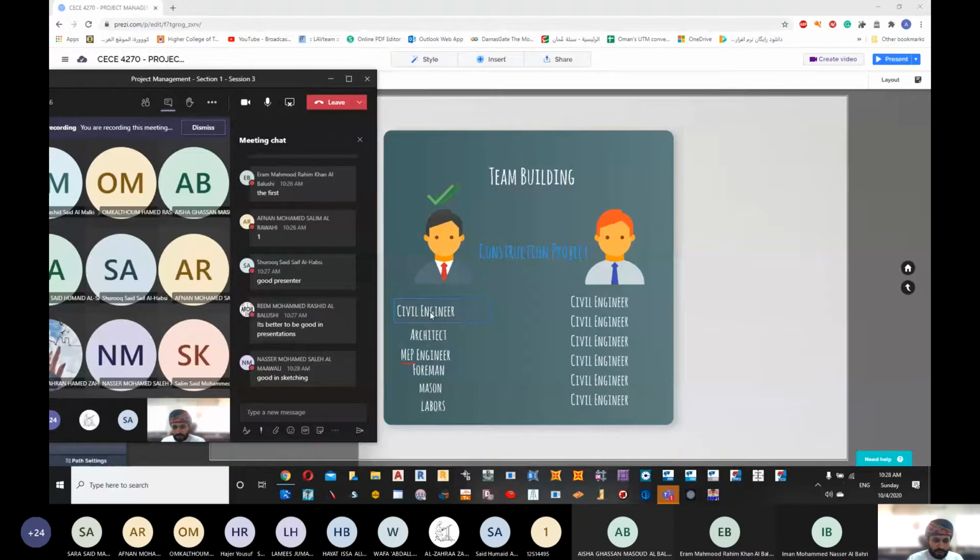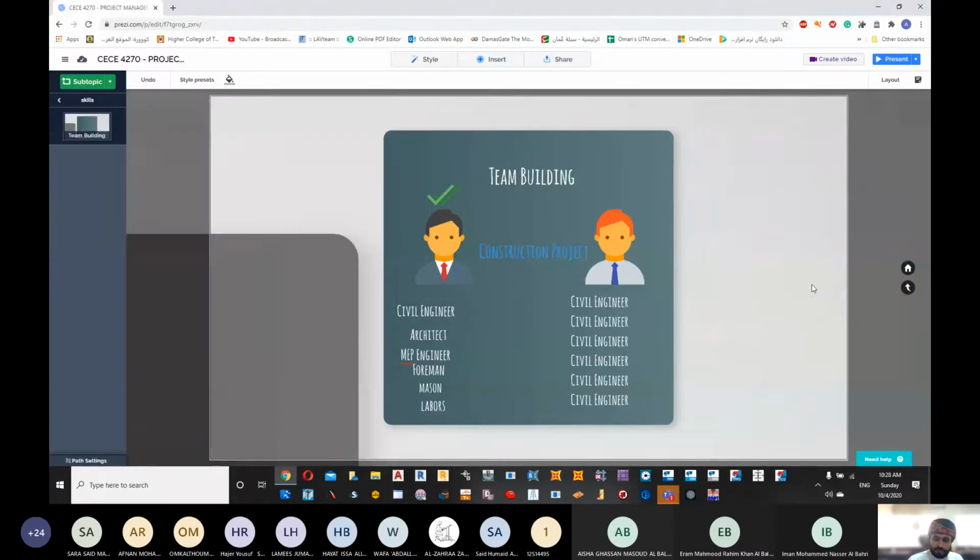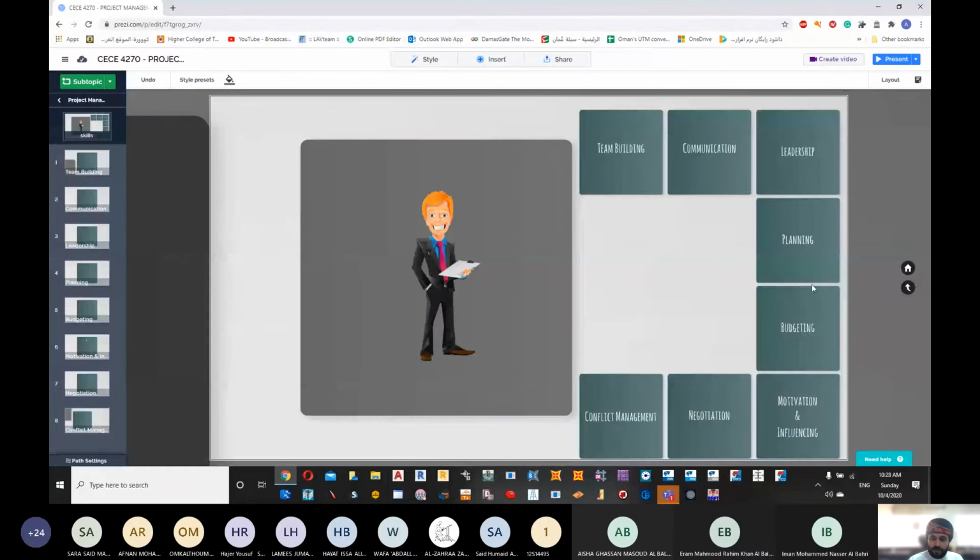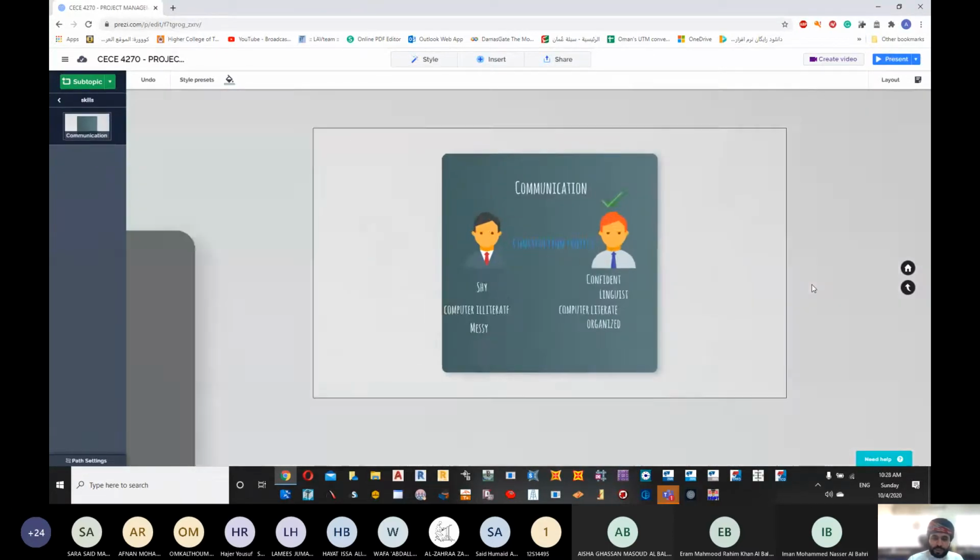time, right? So what I'm trying to illustrate for you is that the project manager should know how to build his team if possible. Sometimes it's not possible, but if it's possible, you need to pick and build your own team according to your requirements. Okay. So that is the first skill. Communication.